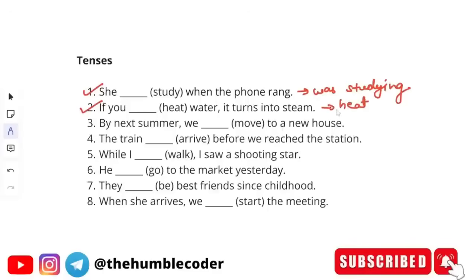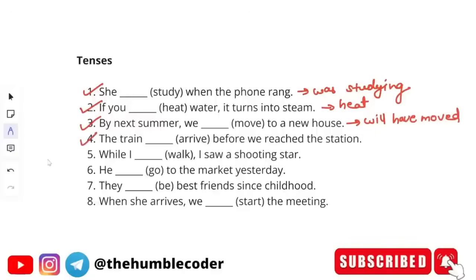Okay, so in this case you don't have to change anything, so this is making sense. If you heat water, it turns into steam. Let's see the next question. By next summer we dash move to a new house. The correct answer will be by next summer we will have moved to a new house.